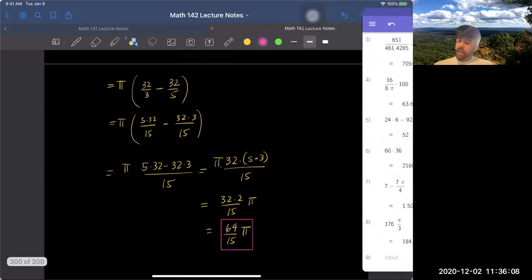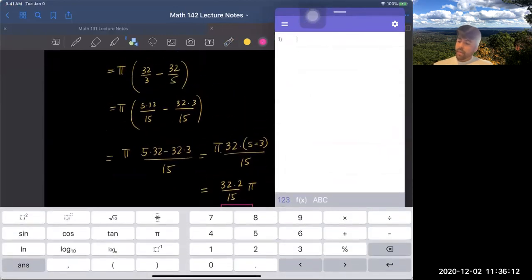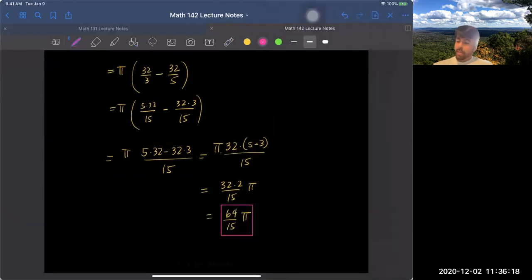And if I put this in my calculator, let me just see what I get. So I get 64 pi divided by 15, and I get 13.404 dot, dot, dot. So let's see what Maple tells us.